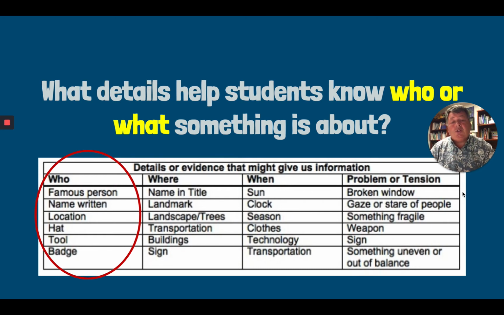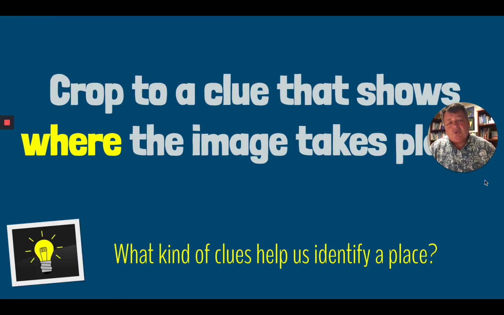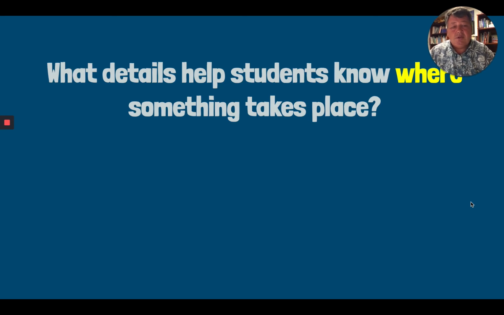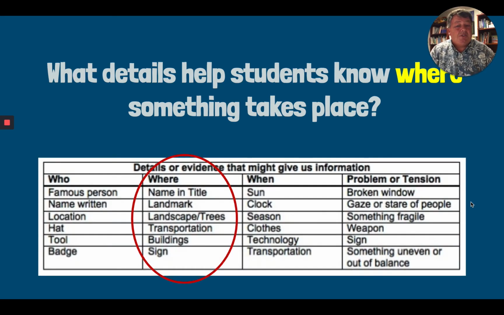Those are the types of things the students might be looking for. All right, let's move on to another Crop It question. Get your Crop It tool ready. Get your primary source all ready to go. And I would like you to crop to a clue that shows where the image takes place. So you're focusing on where. Use your Crop It tool, get it on your document and crop down to where this image takes place. And by the way, if you're not quite sure where, there are some clues that show us where. Maybe there's a landmark, maybe there's a building or a sign, maybe there's even a name on something.